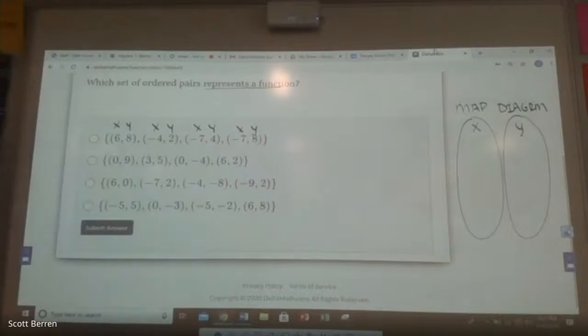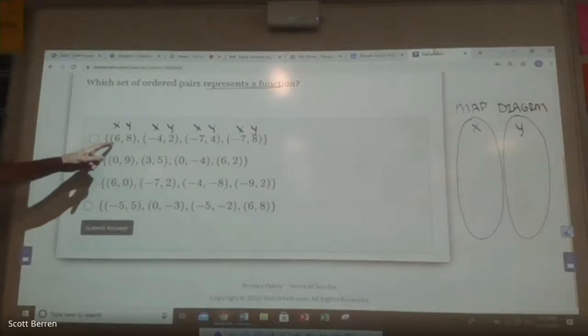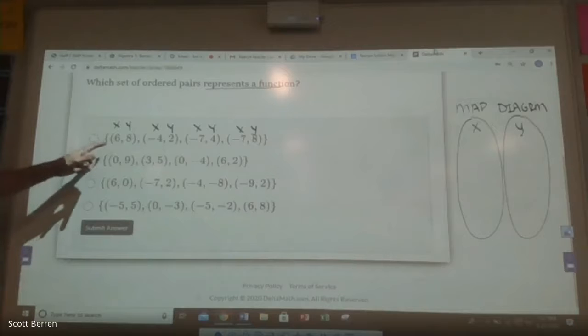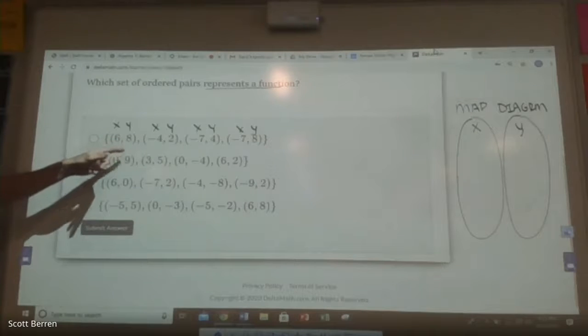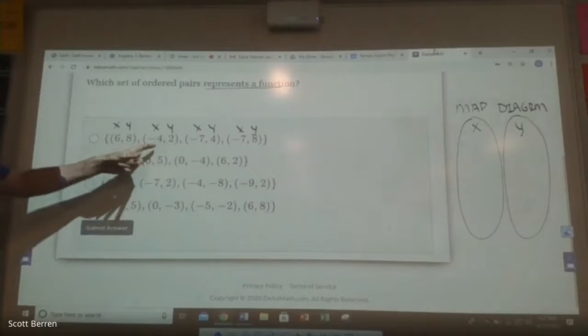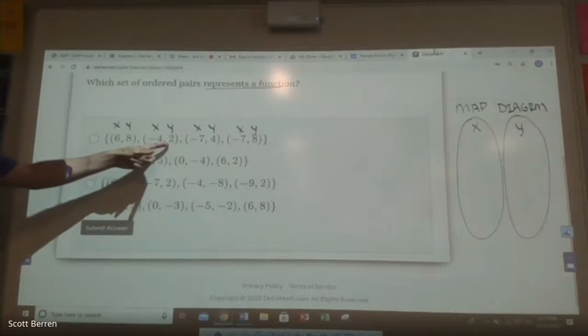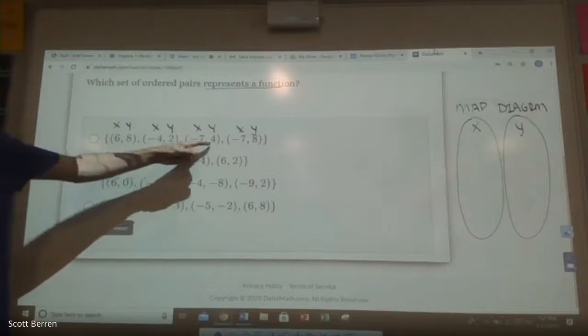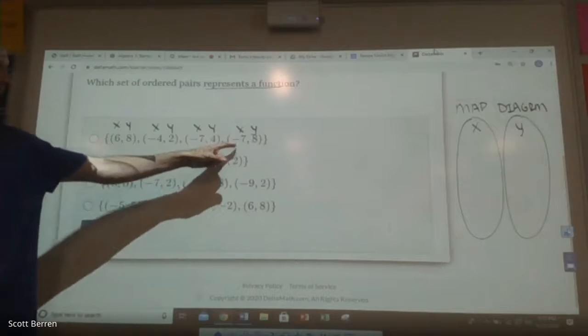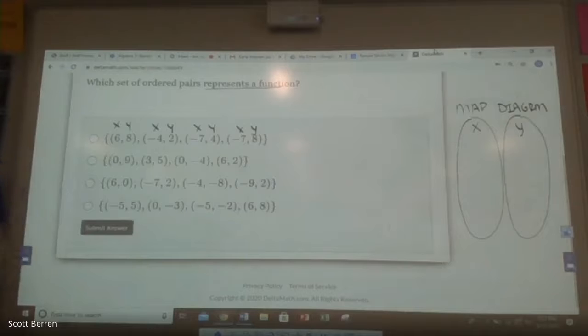Okay. So imagine this XY, imagine that we have a machine. I put $6 into the machine, I get 8 out of it. On this one, somehow I put -$4 into the machine, and I get 2 out. On this one here, again, -7, get 4 out. This one here, -7, and I get 8 out.